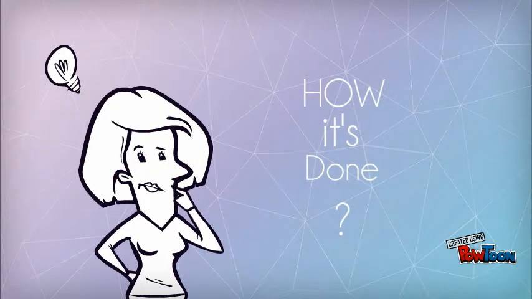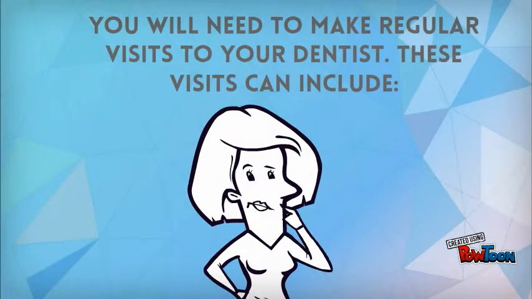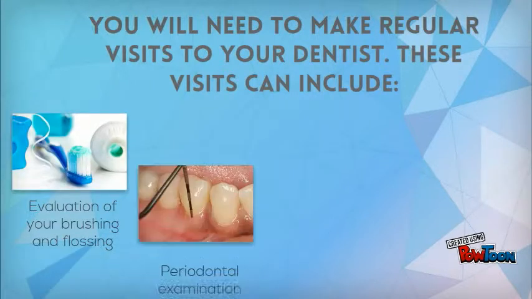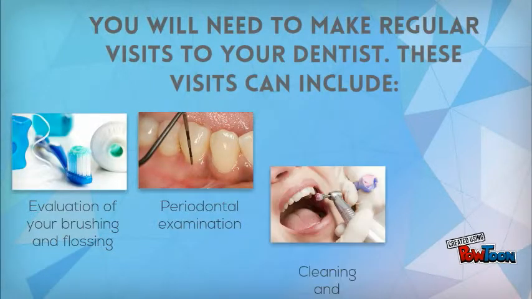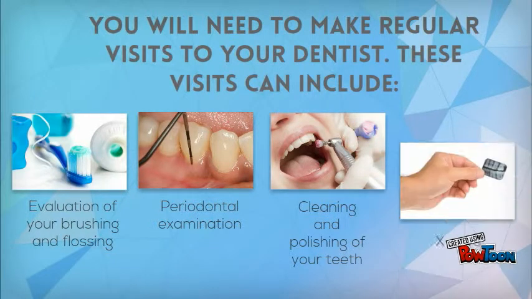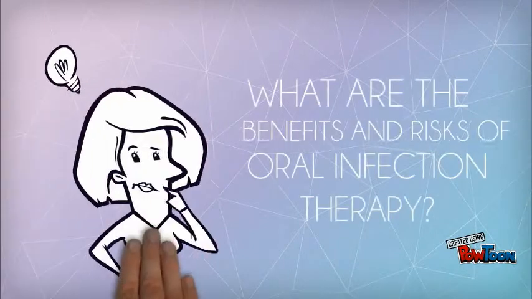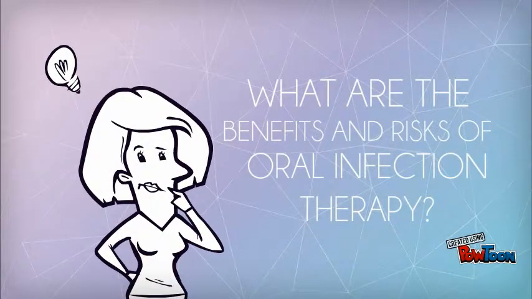How it's done. It's important to help keep your oral infection under control. You will need to make regular visits to your dentist. This can include evaluation of your brushing and flossing, a periodontal examination, cleaning and polishing of your teeth, and x-rays every few years. What are the benefits and risks of oral infection therapy?